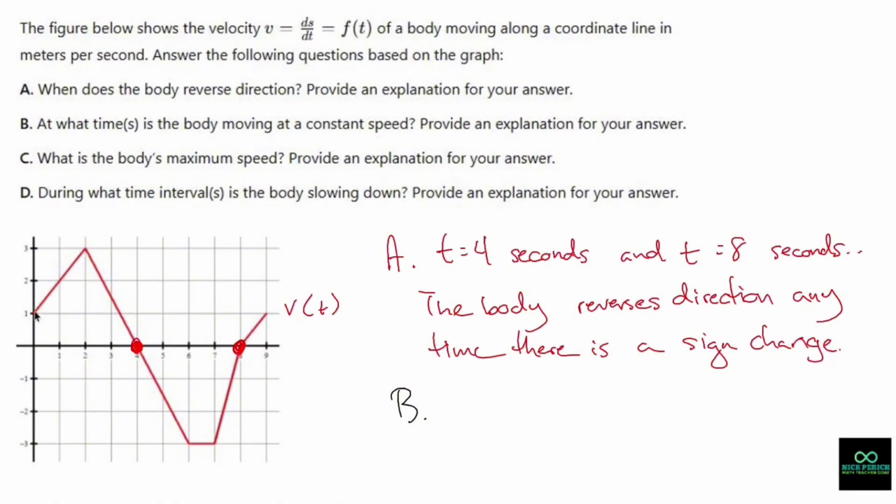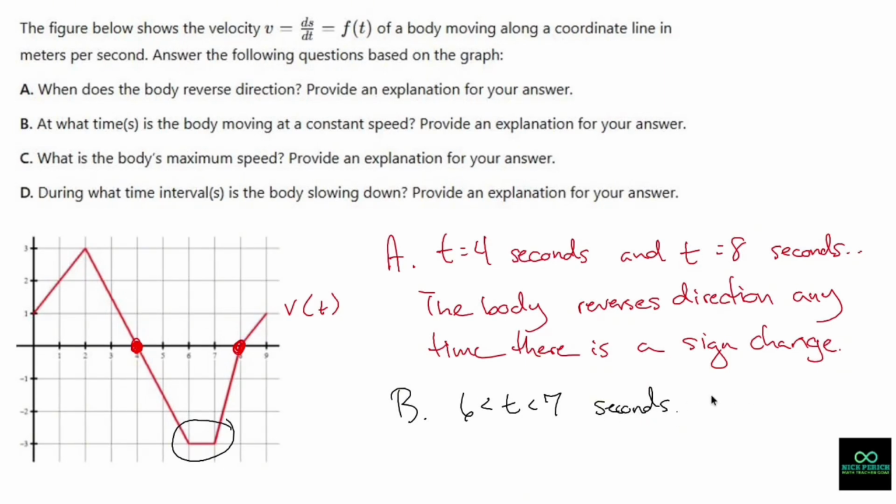The velocity from here to here is increasing. That's not constant. You're going from 1 meter per second to 2 meters per second to 3 meters per second, back down to 2 meters per second, and so on. The only time where you're going to have a constant speed is in between 6 and 7. So the body is moving at a constant speed when t is in between 6 and 7 seconds.